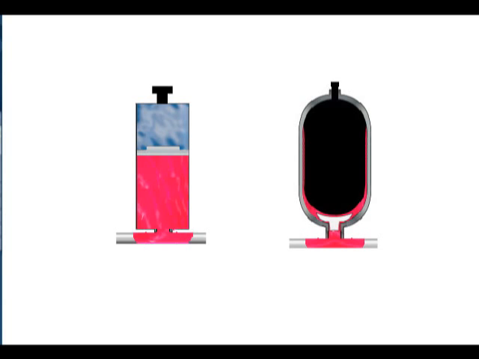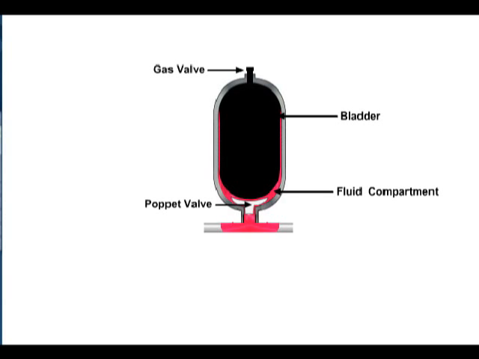The two most common types of hydropneumatic accumulators are the bladder-type accumulator and the piston accumulator. The name of each type indicates the device separating gas from liquid. A hydropneumatic accumulator has a fluid compartment and a gas compartment with a gas-tight element such as a bladder separating the two. The bladder is charged through a gas valve at the top of the accumulator, while a poppet valve at the bottom prevents the bladder from extruding into the pressure line. The poppet valve is sized so that the maximum volumetric flow cannot be exceeded.